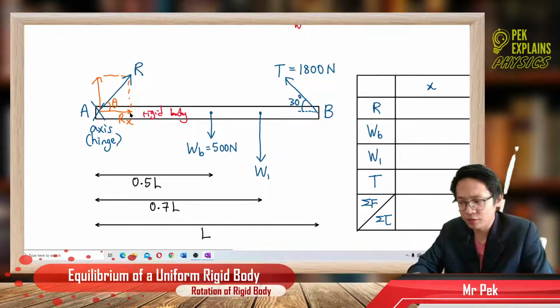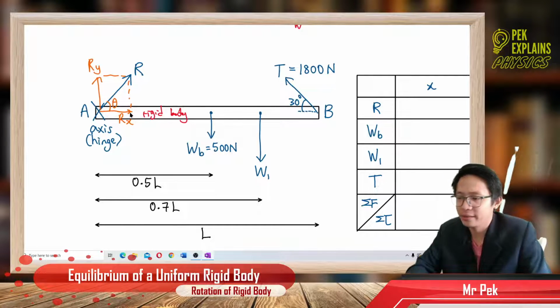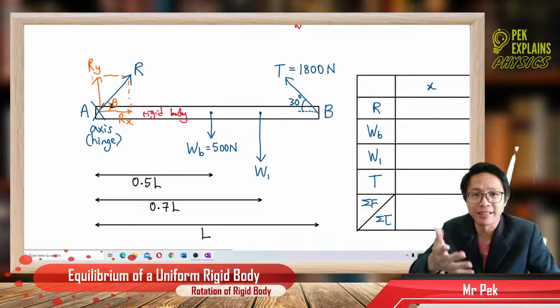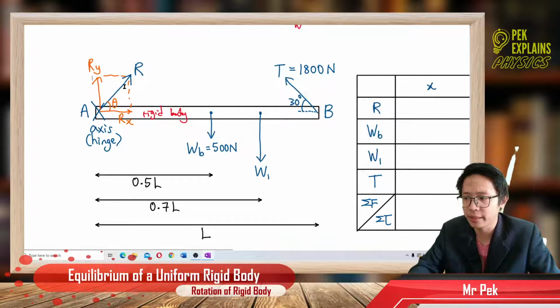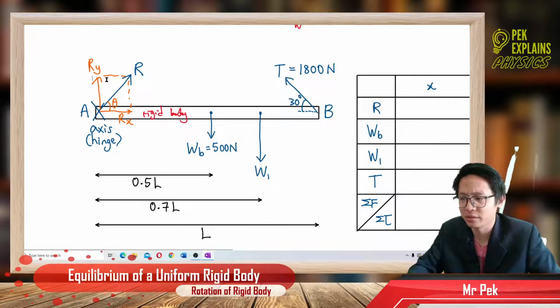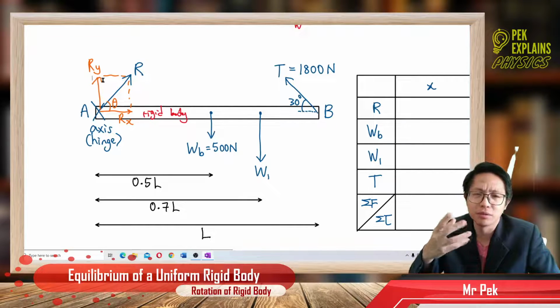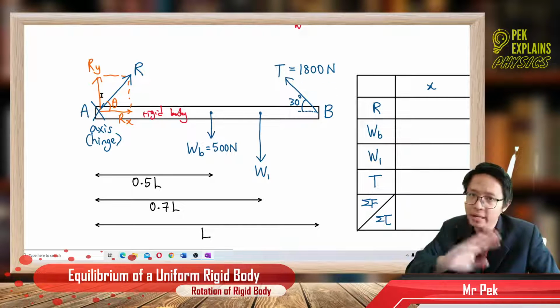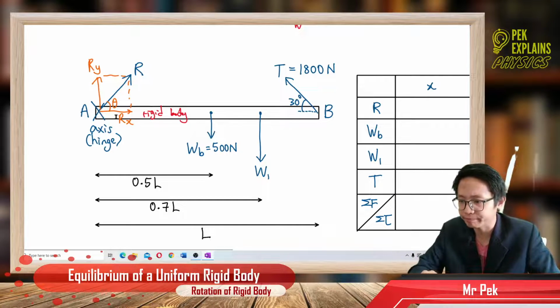After you get Rx and Ry, you just do Pythagoras theorem, and then you can get the R. And then you just do tangent theta, and then you can get the theta, the direction. So I prefer Rx and Ry instead of R cos theta and R sin theta, because with R cos theta and R sin theta, later you need to do simultaneous equation, then it becomes a little bit more difficult. But either way can work.